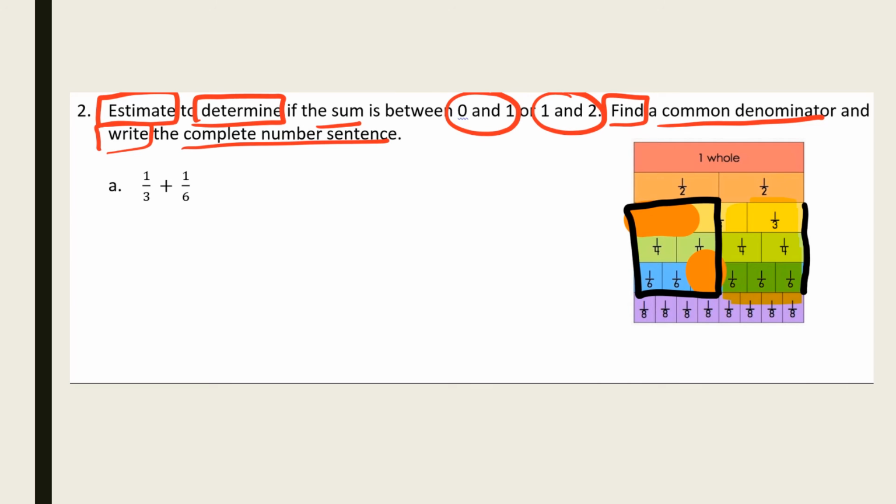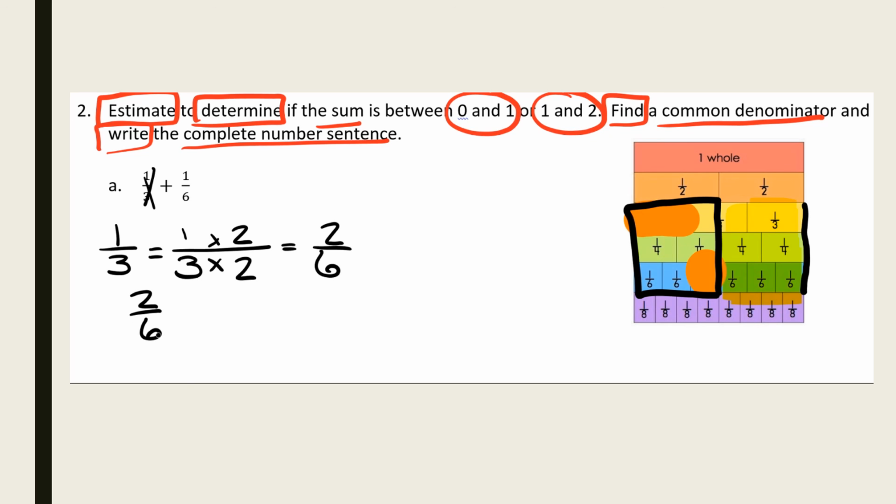So once again, thirds and sixths, I'm going to change thirds into sixths. Same process as last time. 3 times 2 is 6. What you do on the bottom, you do on the top. And so my common denominator is 6. My equivalent fraction is 2/6. So I'm not going to write 1/3 anymore. We've changed it. 2/6 plus 1/6 equals 3/6.